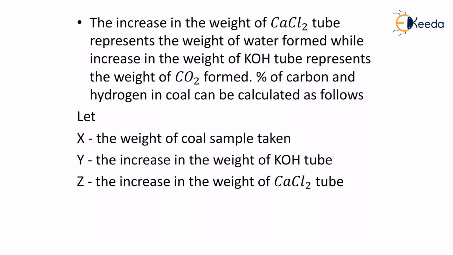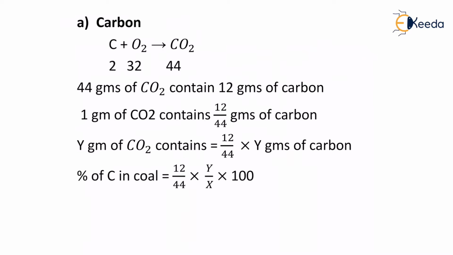The percentage of carbon and hydrogen in coal can be calculated as follows. Now let us see the percentage of carbon and hydrogen. Let X be the weight of the coal sample taken. We know that the coal sample is a known weight, but let it be X as of now. Let Y be the increase in the weight of KOH, and let Z be the increase in the weight of CaCl2. So over here we have three variables: X is the weight of the coal sample taken, Y is the increase in the weight of KOH, and Z is the increase in the weight of CaCl2.